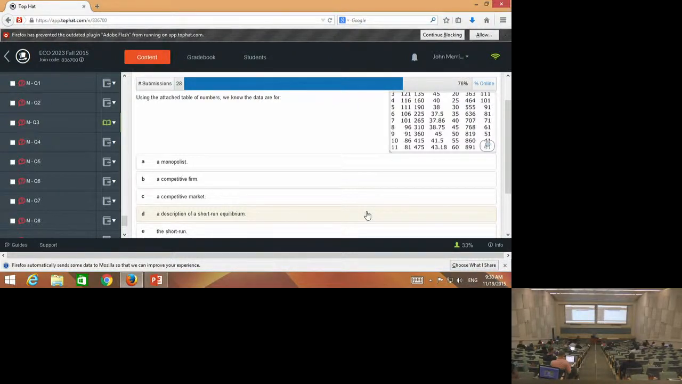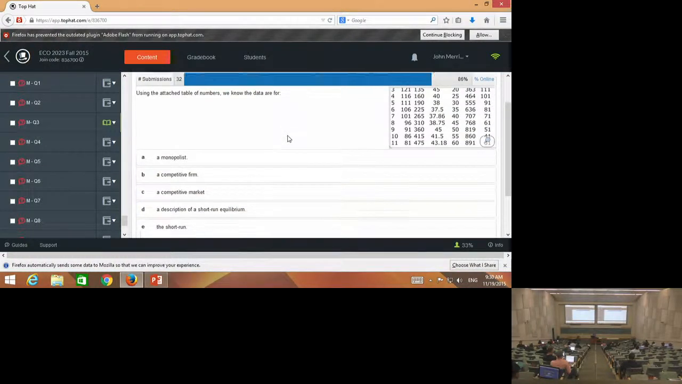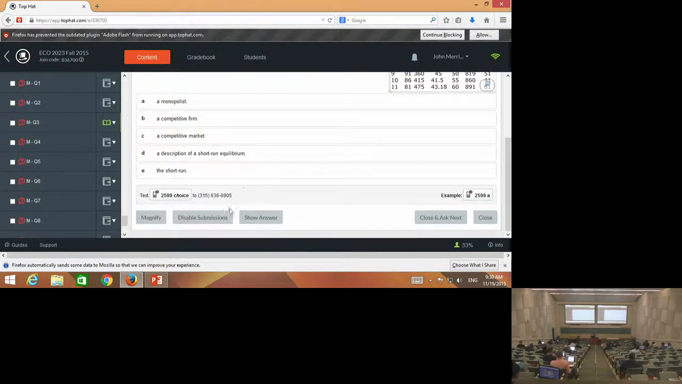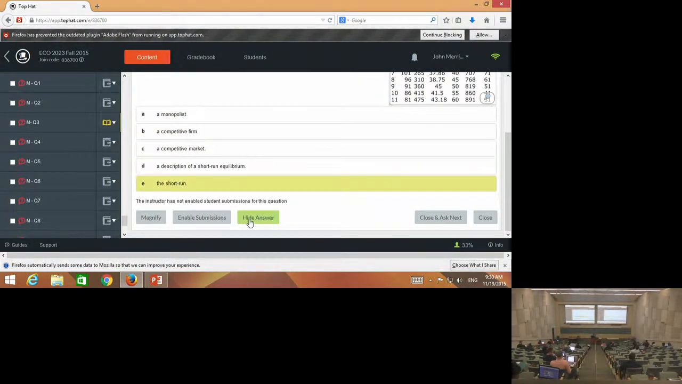Okay, this one, you either know it in a couple of seconds or you don't know it. Now there's no way to tell from those numbers that the numbers are for a competitive firm or anything else. Well, we've used numbers like this to compare competitive firms to monopoly situations. The only thing you can tell is that it's for the short run, and you can tell that instantaneously or not at all, depending on whether you recognize it. The reason you can tell it's for the short run is because for the quantity zero, there was a cost. The total cost was more than zero at a quantity of zero. So for sure, it's the short run.